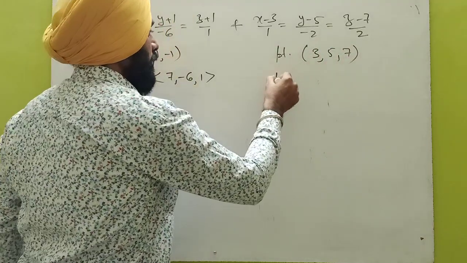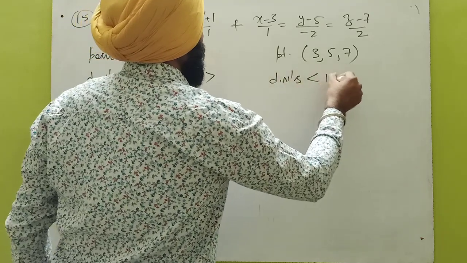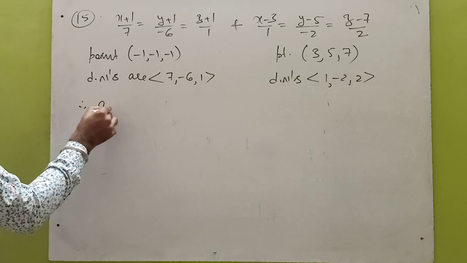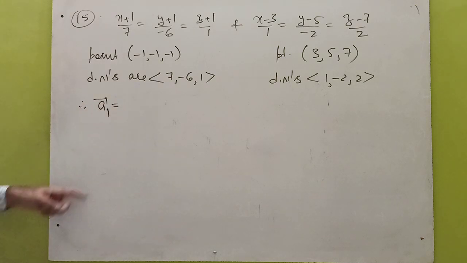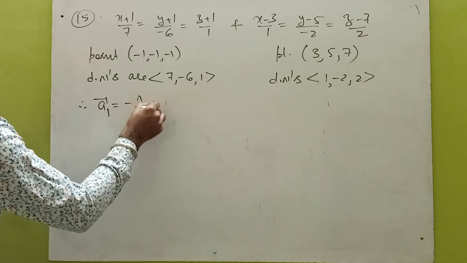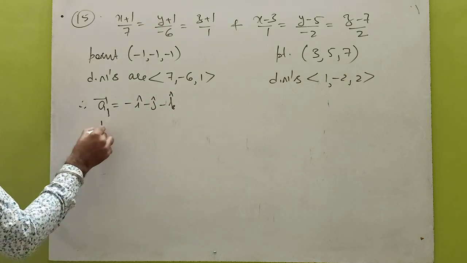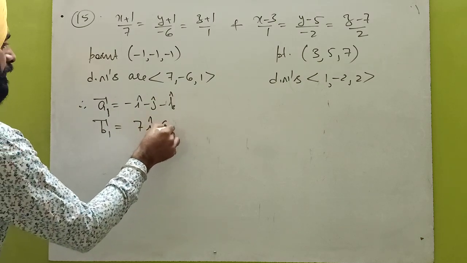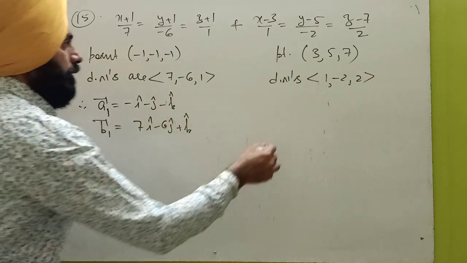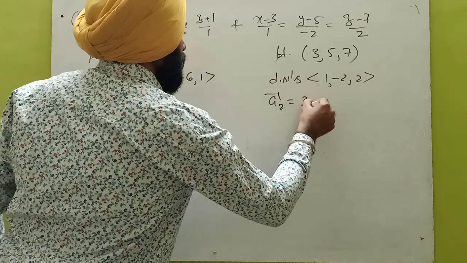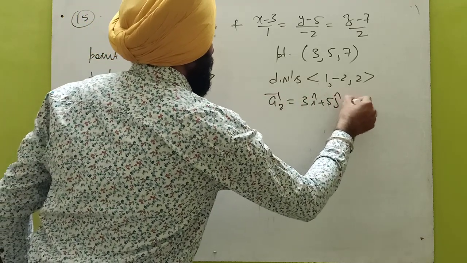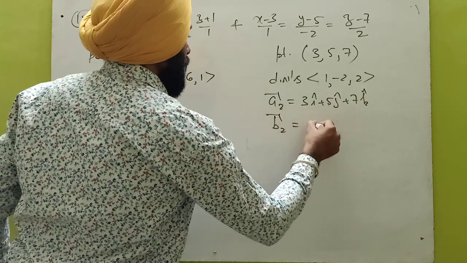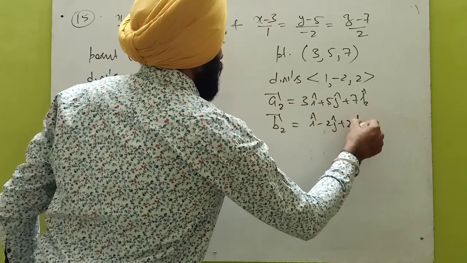And the direction numbers are 1, -2, 2. So therefore, A1 vector is a position vector of the point, and that is -i - j - k. B1 vector is the vector parallel to the line, that is 7i - 6j + k. Similarly, A2 vector is 3i + 5j + 7k, and B2 vector is i cap - 2j + 2k.